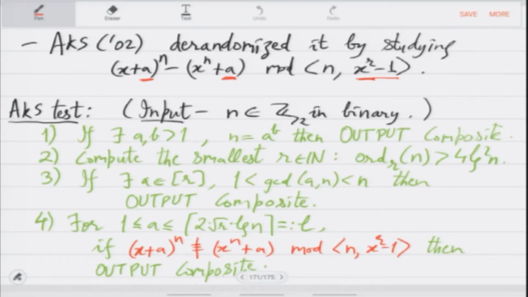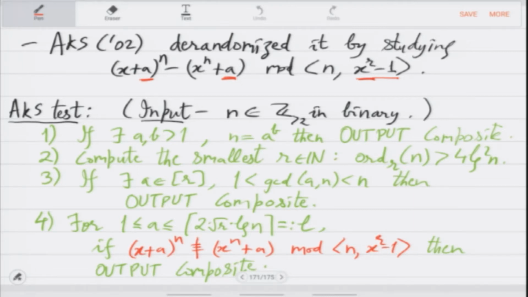So last time I wrote this algorithm, this AKS primality test. In the input, you are given a number n in binary. So first is just this pre-processing. You check whether n is a perfect power or whether n is even, and then if it is, you output composite, of course. If not, then the main part of the algorithm starts.